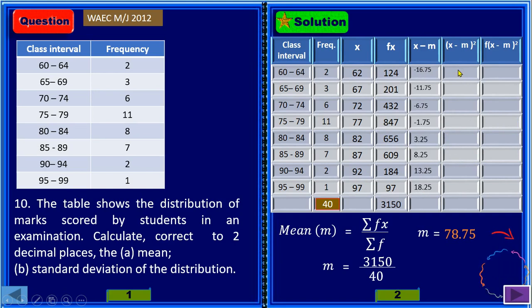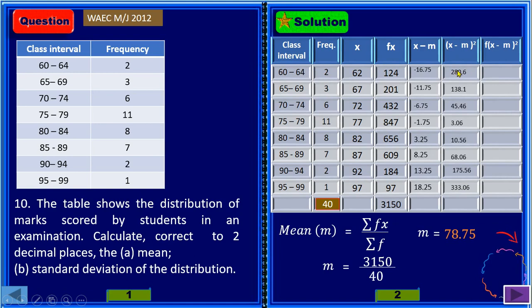Squaring this, we get this. And then square this with a calculator, we get this. Using a calculator, we square all of these, and we are going to have all these columns calculated. Then we are going to find the product of this column and the frequency, this column.